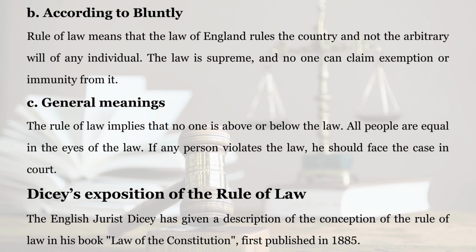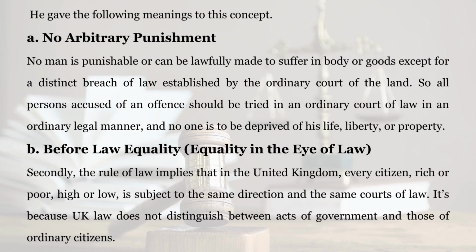Dicey's exposition of the rule of law. The English jurist Dicey has given a description of the conception of the rule of law in his book Law of the Constitution, first published in 1885. He gave the following meanings to this concept. A. No arbitrary punishment. No man is punishable or can be lawfully made to suffer in body or goods except for a distinct breach of law established by the ordinary court of the land. So all persons accused of an offence should be tried in an ordinary court of law in an ordinary legal manner, and no one is to be deprived of his life, liberty, or property.